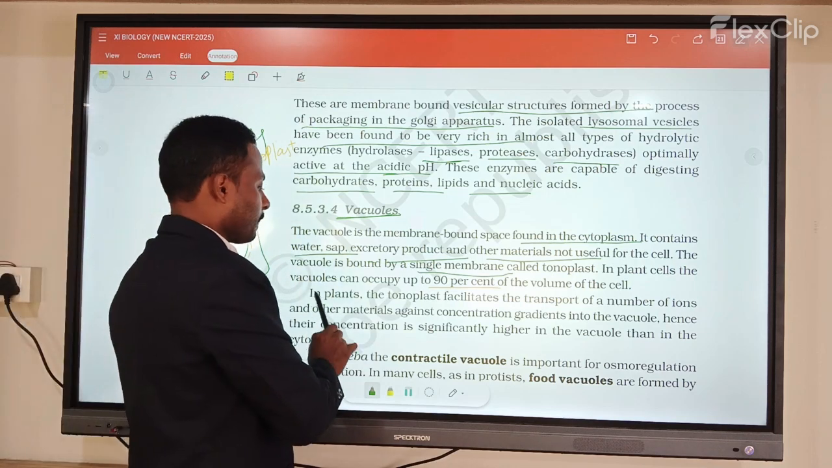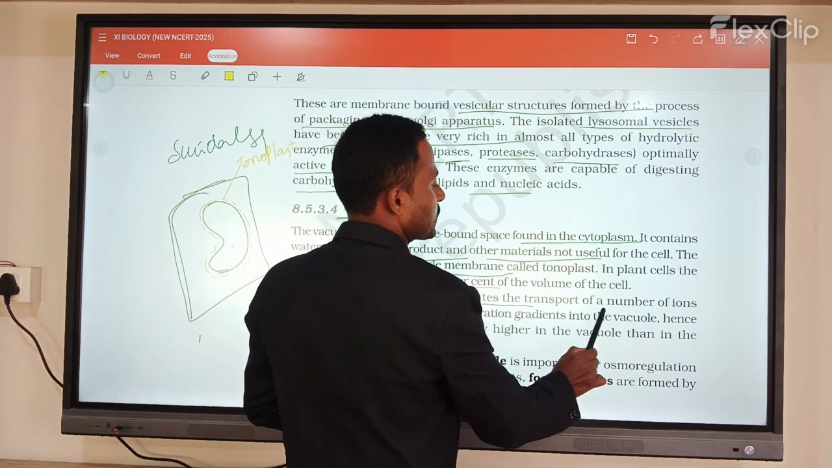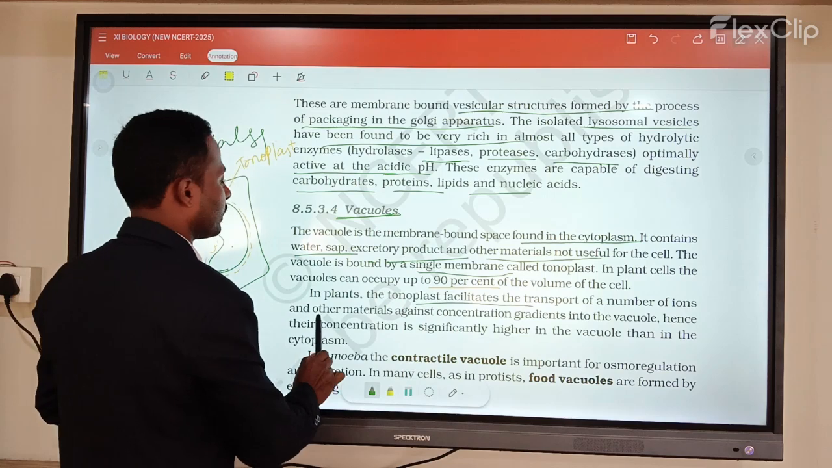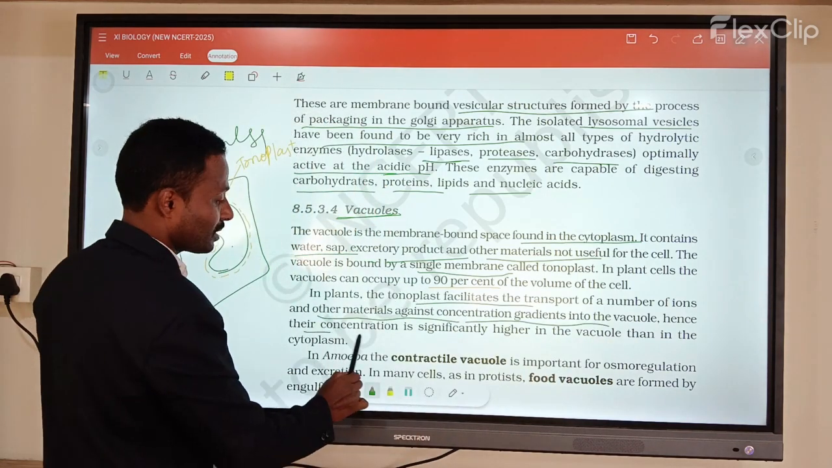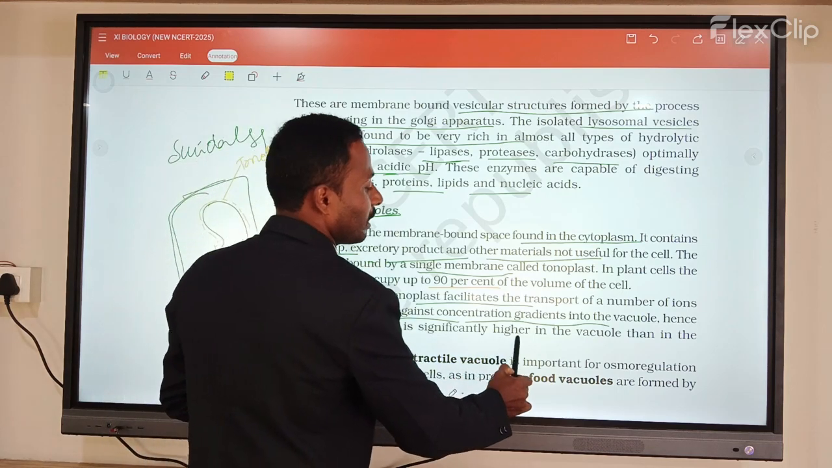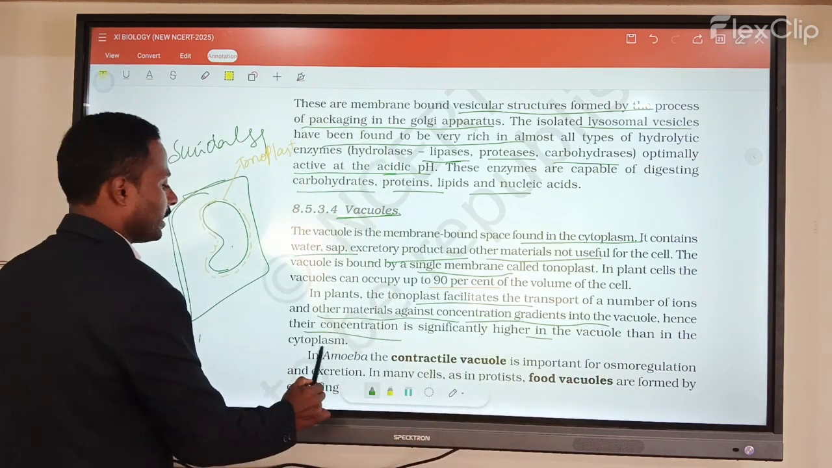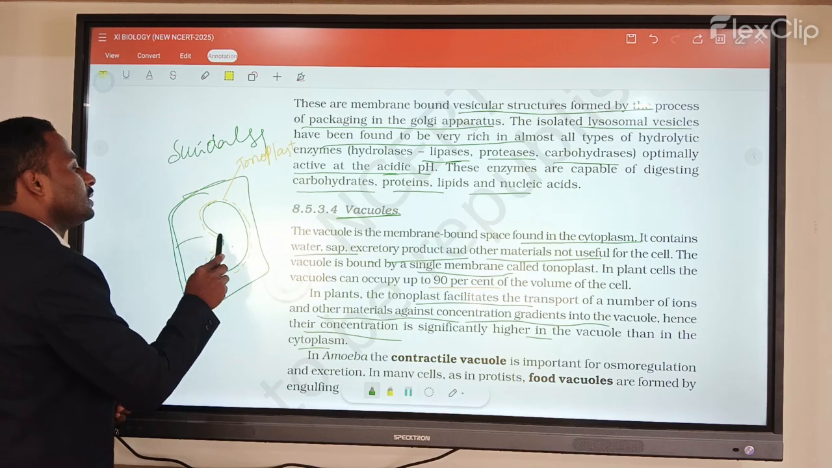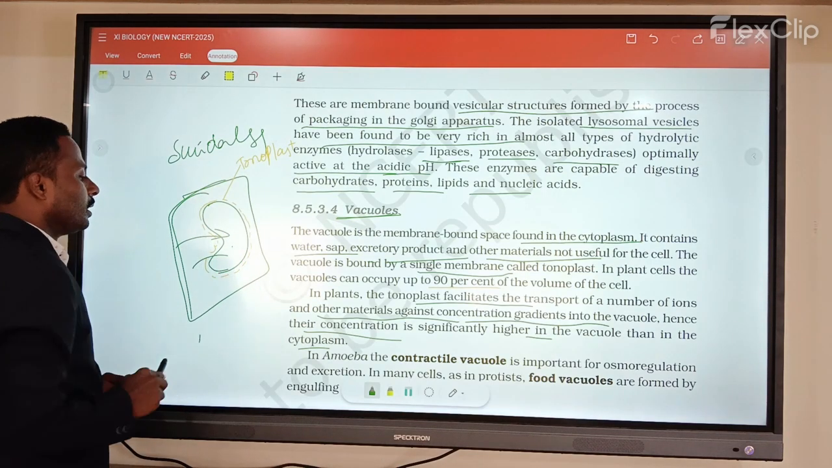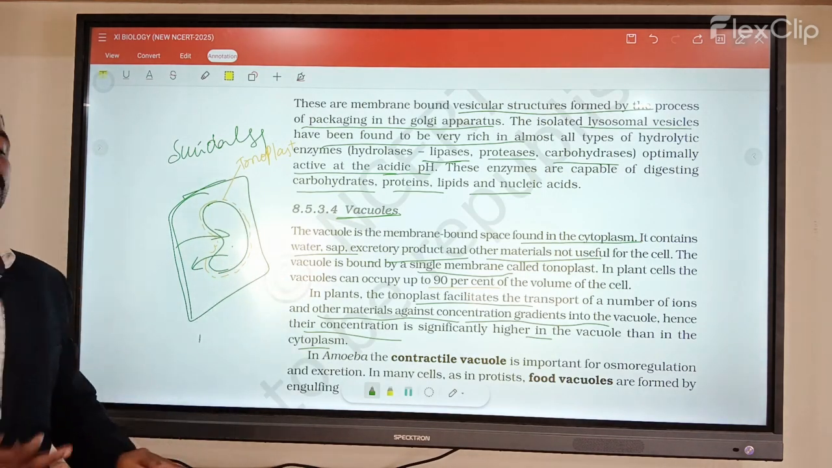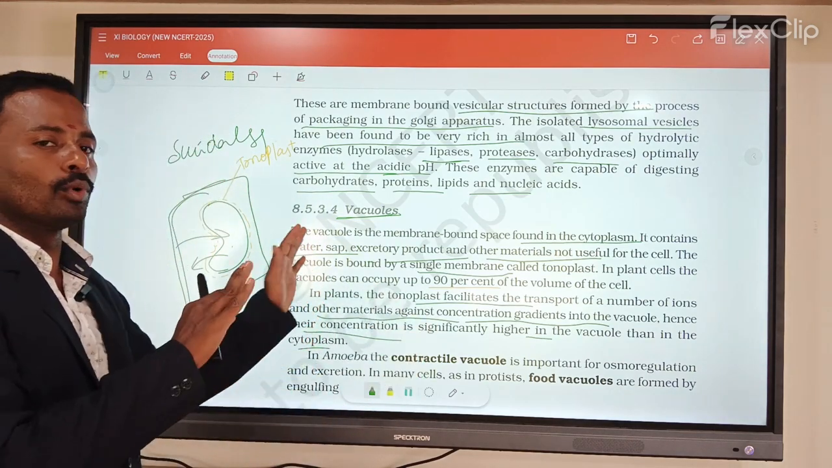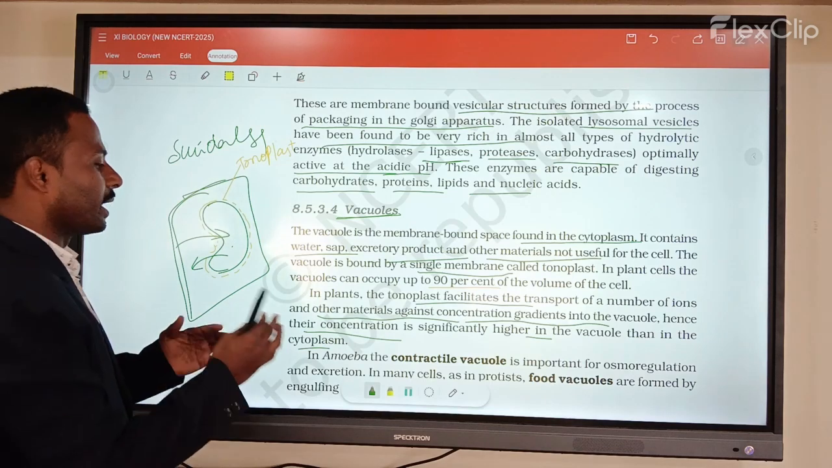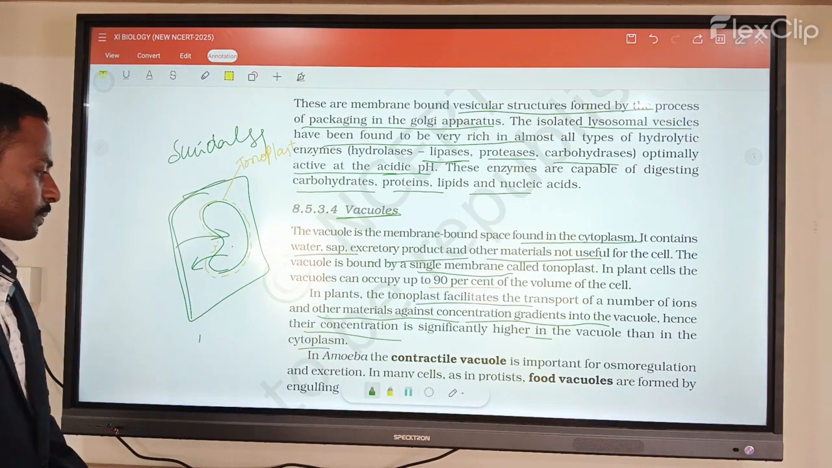In plants, the tonoplast facilitates the transport of a number of ions and minerals against a concentration gradient into the vacuole, hence their concentration is significantly higher in the vacuole than in the cytoplasm. Otherwise, ions or molecules move by facilitated diffusion, from high concentration to low concentration.